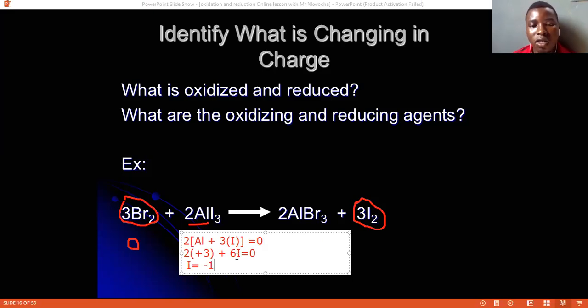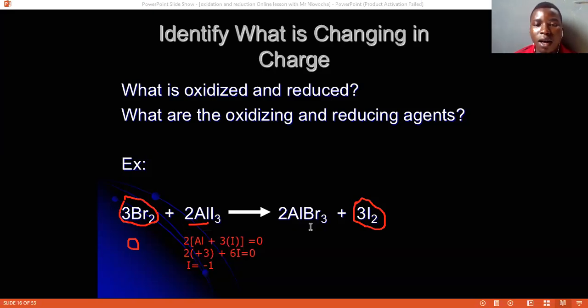So iodine here is minus 1, while iodine on the right hand side there is 0. Bromine here has also changed to minus 1, so you calculate it for yourself. So let's see. It says what is oxidized and what is reduced. Remember, oxidizing agent is reduced. Take note. Reducing agent is oxidized, so no big deal.